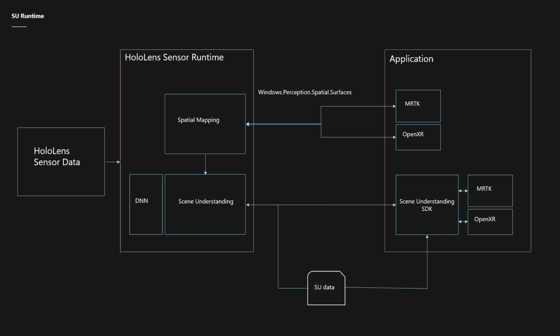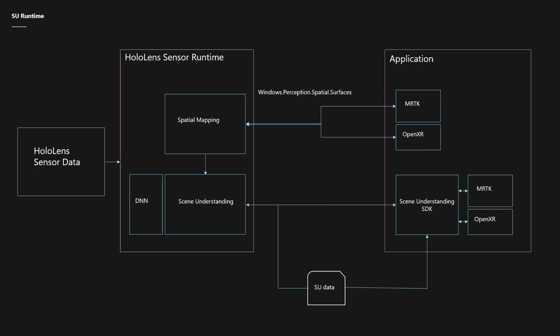Now, in the case of spatial mapping, if you've used it, you use windows.perception.spatial.surfaces to pump mesh data to your application, and you can do that directly. Or people use MRTK or OpenXR wrappers to make it a little bit easier.